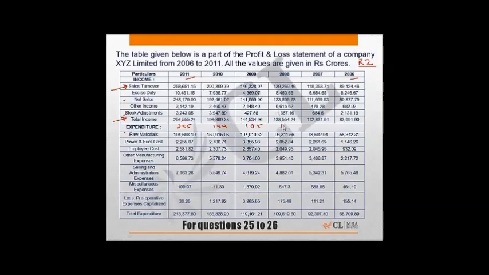145, 139, 113 and 84. Similarly, the sales turnover for 2011 will be 259, 2010 200, 146, 139, 118 and 89. Now this will make my calculation easier. Now let's look at the question and solve these questions.